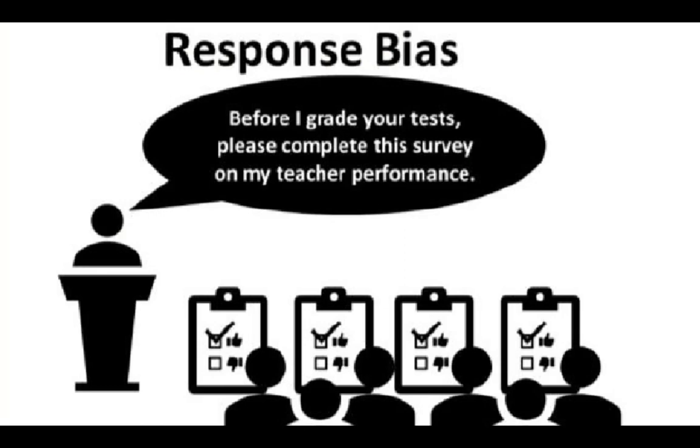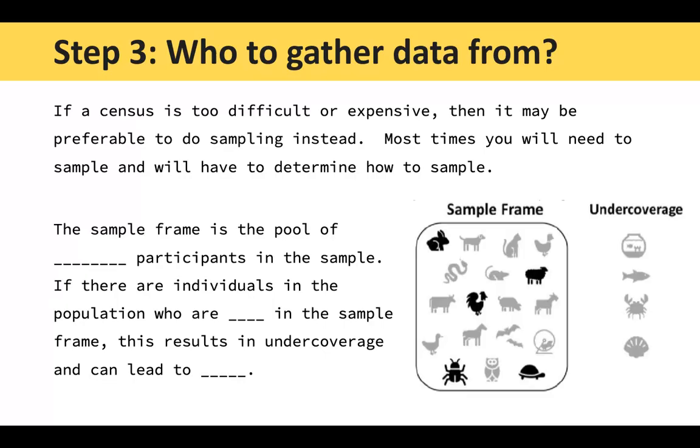So this is an example of response bias. If I was doing a survey where I wanted to know, on average, what my students rate me as a teacher on a scale of 1 to 5, but the way I asked was, hey, students, before I grade your tests, please complete this survey on my teacher performance, that survey is potentially a bit intimidating. You want me to grade you well, so you might be tempted to rate me higher than you truly think I am as a teacher, so that I'll give you a good grade on your test. So that is an example of response bias.